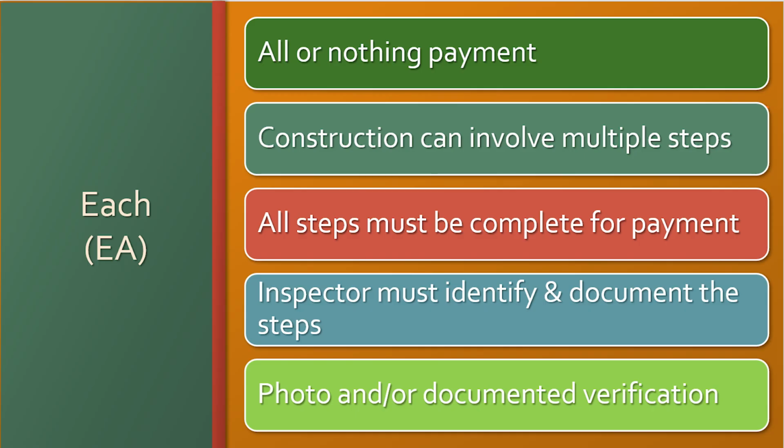Items paid by each are all or nothing construction items that cannot be percentage-based, such as mine seals or cleanouts. While these items may require multiple steps for completion, they are only paid for after all the requirements are met and the item is properly installed. The inspector must compile and label all material slips, laboratory testing results, and provide photo verification of each step as it's completed on site to approve payment.